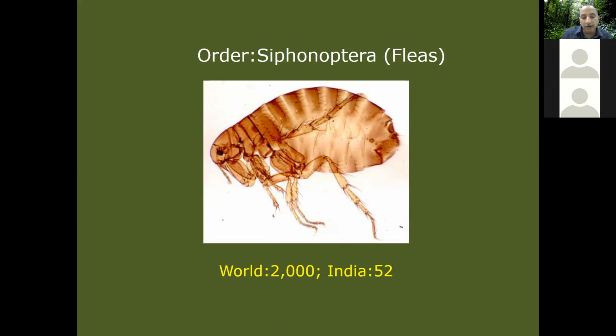We have about 52 species of fleas in India, and they are highly host specific. Human plague is transmitted by the rat flea, and then we have the cat flea and the dog flea. So fleas are very common.